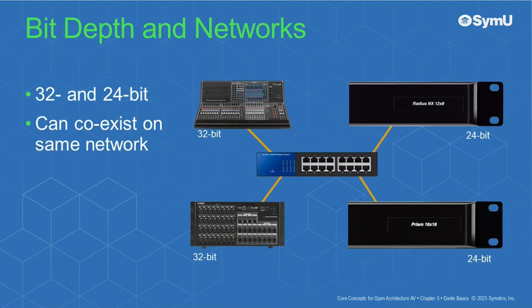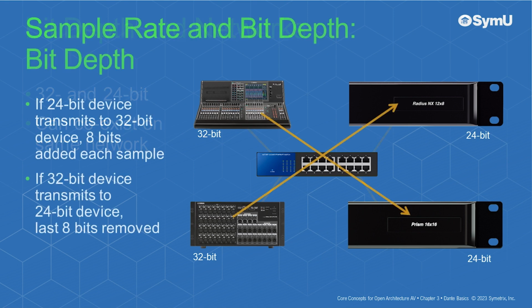32 and 24-bit depths can coexist on the same network and share audio. If a 24-bit device transmits to a 32-bit device, 8 bits are added to each sample. If a 32-bit device transmits to a 24-bit device, the last 8 bits are simply removed.